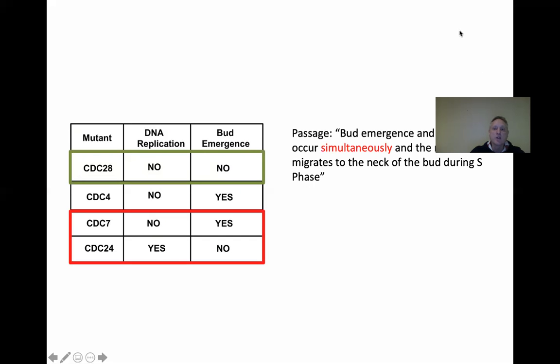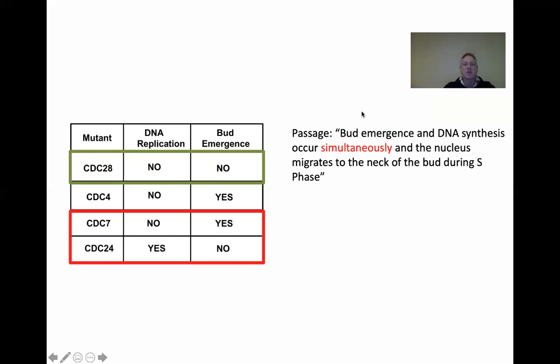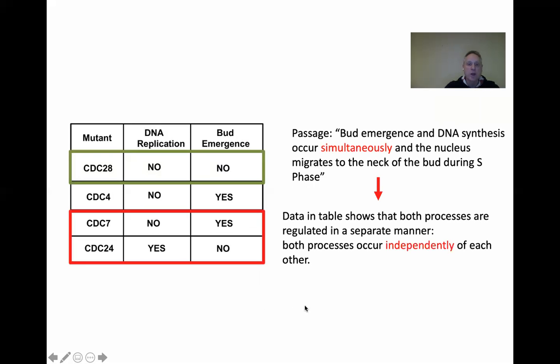And what you do then is you go back and you remember the passage stated that bud emergence and DNA synthesis occur simultaneously and the nucleus migrates to the neck of the bud during S phase. Well, one of the tricks of the passage is to not confuse the word simultaneous, because the data shows that we can separate these processes genetically. So they occur independently of each other, despite the fact that bud emergence and DNA synthesis occur simultaneously.